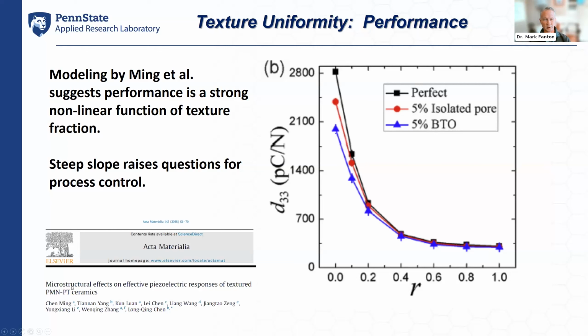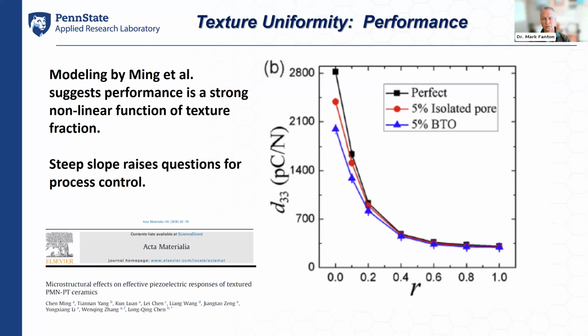This is all binary PMN-PT ceramic, but the trend is the one that concerns us from a manufacturing point of view. If we're trying to reach very high displacement coefficients, we need to have a very high texture fraction. And the steepness of this curve suggests that perhaps process control could be a bit of an issue here. If you can't repeatably achieve the texture fraction you're after, you may find yourself processing material with quite a degree of variability, which is obviously not desirable from a manufacturing point of view.